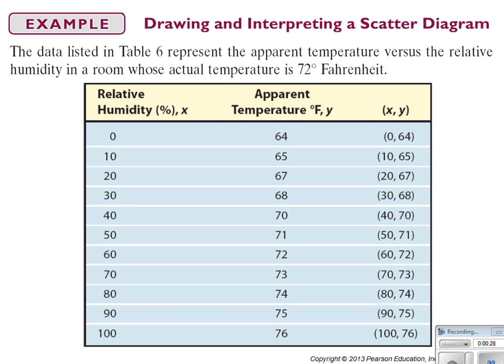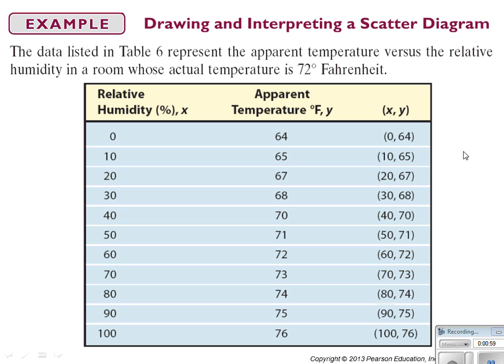So the first thing we need in order to draw and interpret a scatter diagram is some data. So this data table represents the apparent temperature versus the relative humidity in a room whose actual temperature is 72 degrees Fahrenheit. So at 0 humidity, temperature feels 64. At 10%, it's 65. At 20%, it's 67. And so on and so forth.